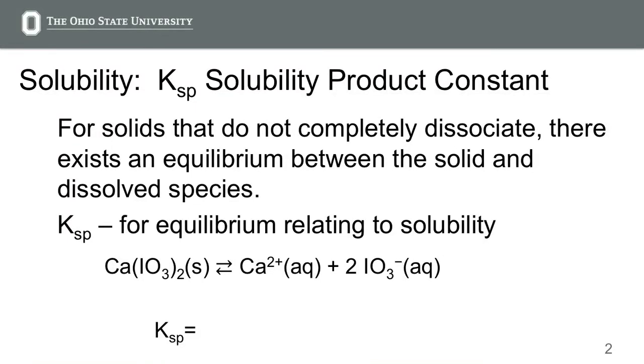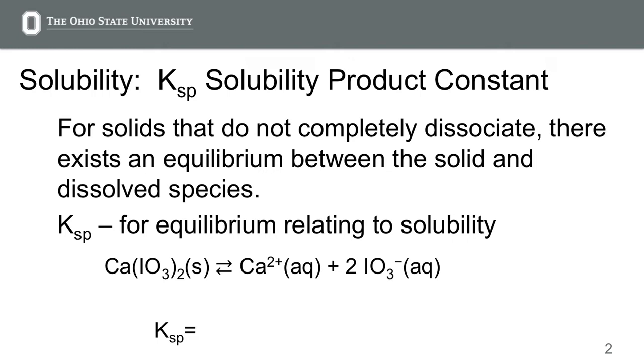And basically what this KSP says is that there's an equilibrium between the solid in solution and the things that have dissolved, the aqueous species. And the same rules apply for this K. We don't include solid species in the K for this equilibrium expression.